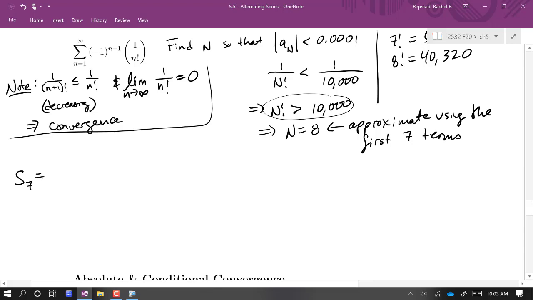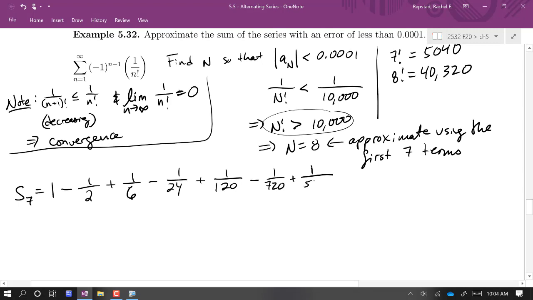So S7, let's see, the first term. When n is 1, that's negative 1 to the 0, so it starts out positive. We get 1 over 1 factorial, which is 1. When n is 2, that'll be a minus 1 over 2 factorial, which is 2, plus 1 over 3 factorial. 3 factorial is 6, minus 1 over 4 factorial, which is 24, plus 1 over 5 factorial, which is 120, minus 1 over 6 factorial, which is 720, plus 1 over 7 factorial, which we found was 5040.